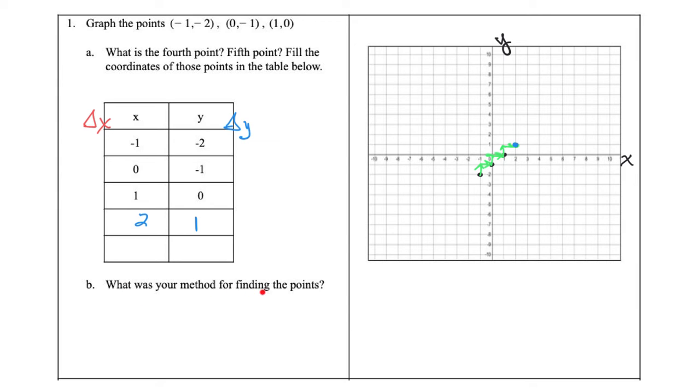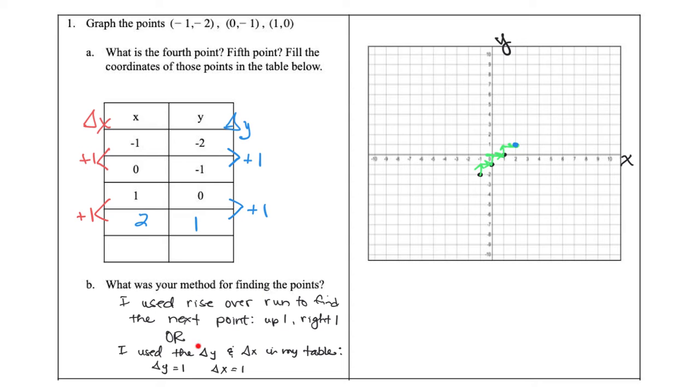So here it's asking, what is your method for finding the point? If you're doing rise over run on your graph, then you're going to describe that. Or if you're doing the change in y in your table and using that, you want to write that below. So you want to describe it in one of these two ways. I used rise over run to find my next point, up 1, right 1, like we did here, up 1, right 1. And to get that next point, you would go up 1 more and to the right 1 more, which would make that point 3, 2.